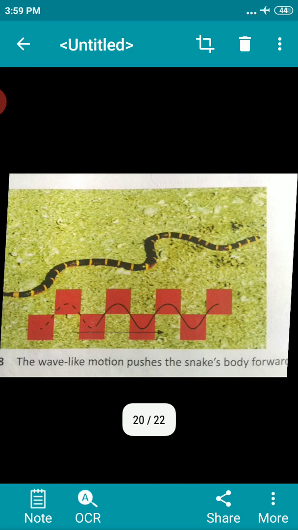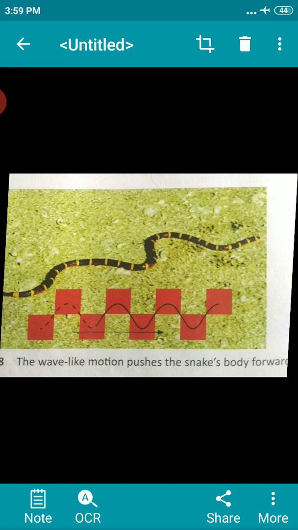Now next one, snake. The snakes do not have legs. They have a long backbone and many thin muscles. These muscles are connected to each other even though they are far from one another. They also interconnect the backbone, ribs and skin. The snake's body curves into many loops.